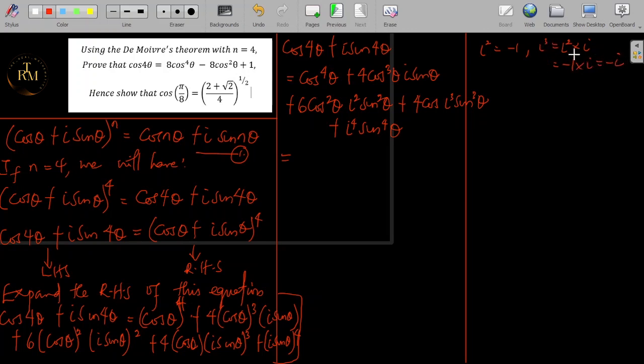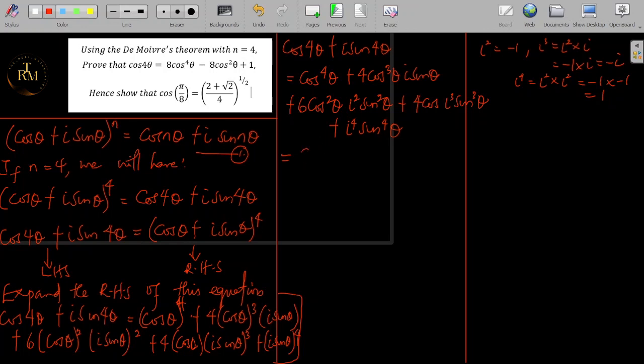So it means that i cubed is actually minus i. And I could also say that i to the power of 4 is going to be i squared times i squared, and that will be -1 times -1, and that's 1. So it means that i to the power of 4 is 1, and i to the power of 3 is minus i squared, which is -1. So anywhere I see i, I'll probably want to fix this in.